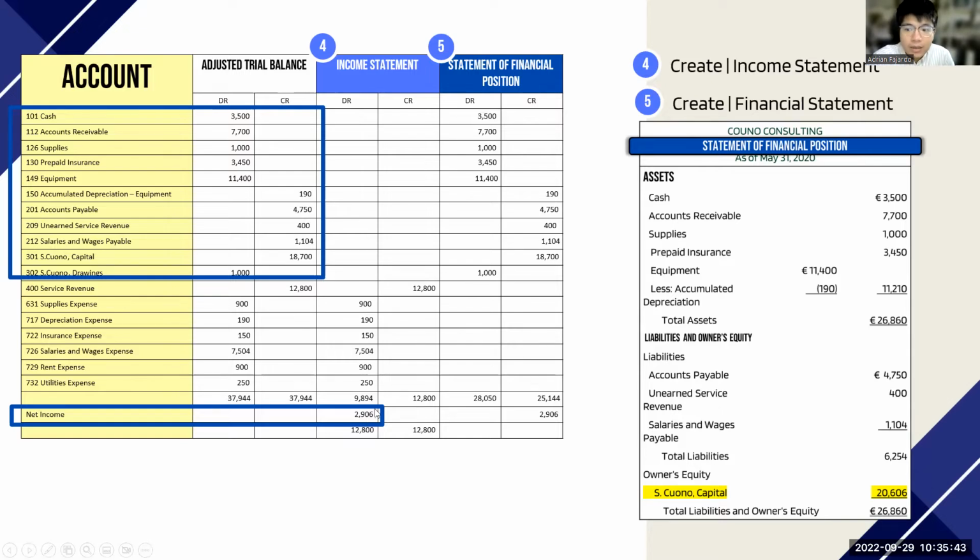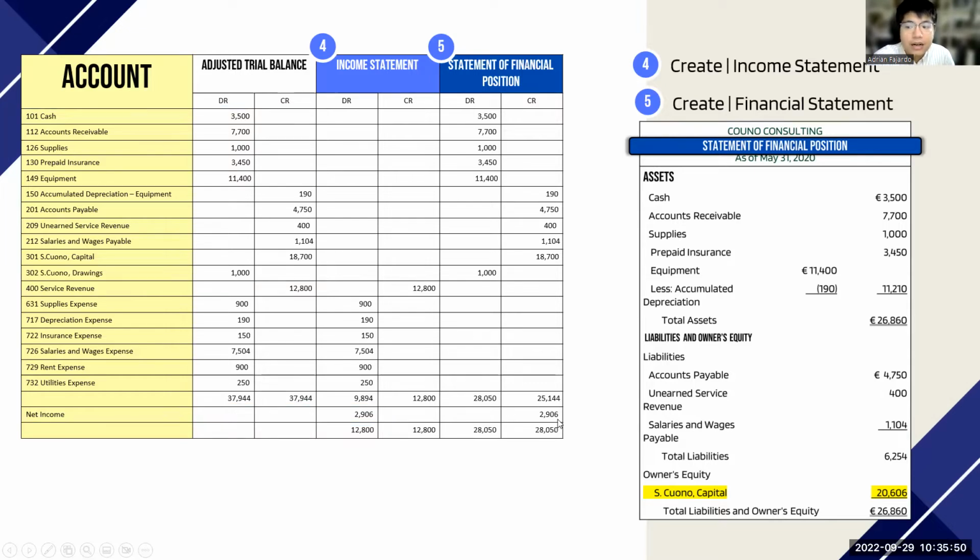In the income statement, if it's a net income, you'll expect a debit here. And then in the statement of financial position, it becomes a credit in order to make sure that it balances to 28,050, right? So you'll ask me, okay, I get that we just copied all of these figures, but where did the owner's capital come from? Well, the owner's capital comes from three accounts: our net income, which is a credit, our credit of owner's capital, and then our drawings.